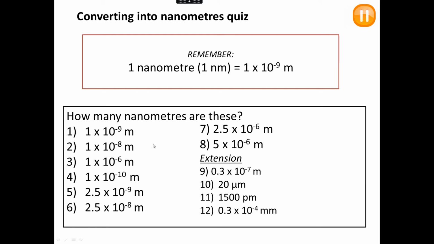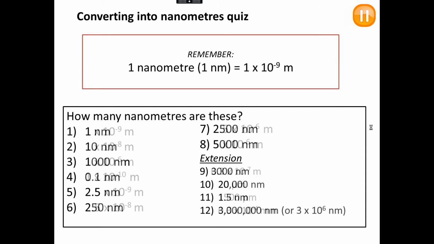Just before I do that, 1 times 10 to the minus 8, it's gone up by 10, so that would be 10 nanometers. Okay, right, if we're then going up by 10 to the minus 6, it has gone up by 10: minus 8, minus 7, minus 6. It's gone up by 10 3 times. So it's times by 1,000. So that'd be 1,000 nanometers. Okay. If you were stuck, hopefully, you could pause it now and see if you can do a few more.